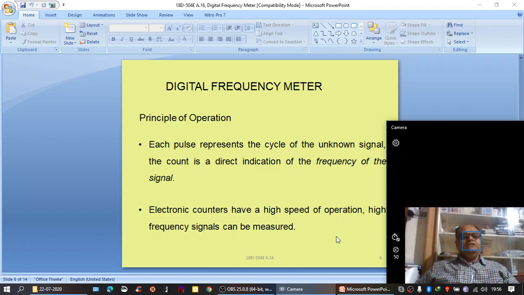That is, even if the pulses are coming to the electronic counter at a duration of 1 microsecond or even less than 1 microsecond, the electronic counter responds to those pulses of small durations and produces the count. High frequency signals also can be measured with better accuracy using electronic counters.